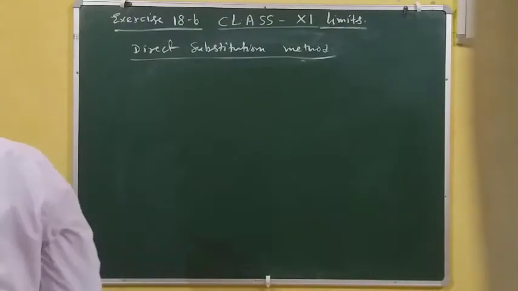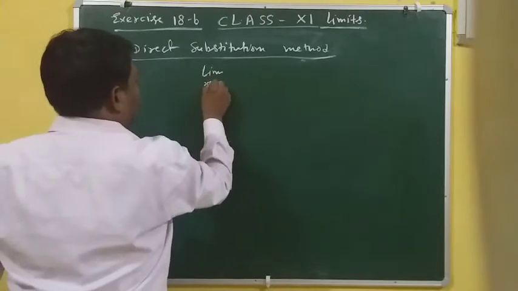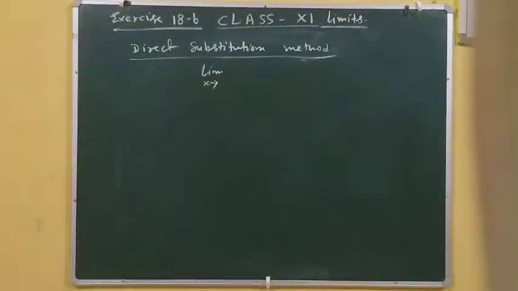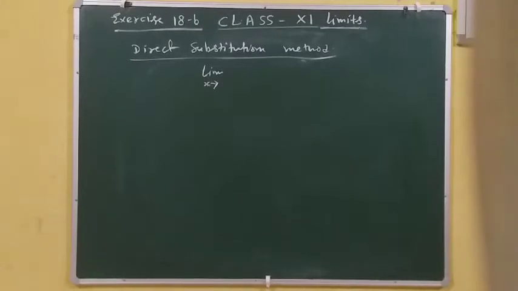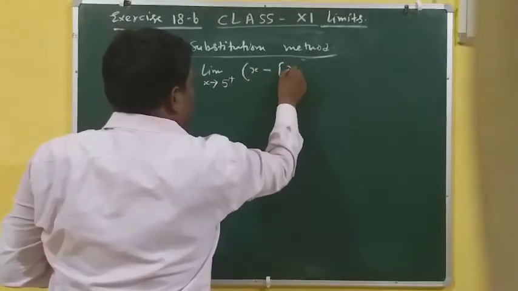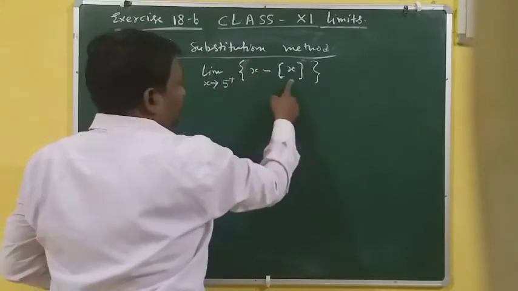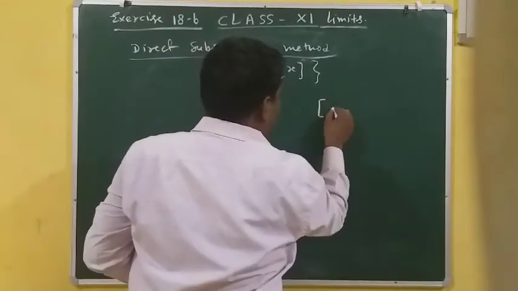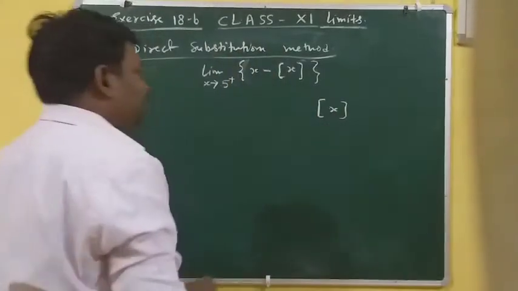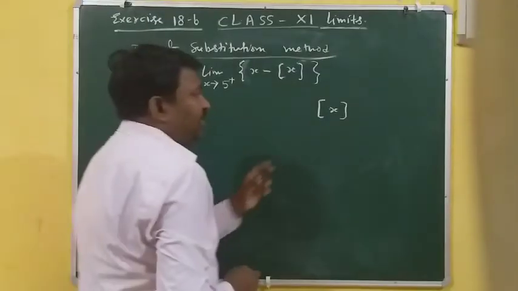Another question. Here you are given limit x tends to 5 plus, x minus this type of x. So what is the meaning of this one? You need to know, if a number or a function is written like this, it means this is the greatest integer. Greatest integer. Okay. What is the greatest integer?